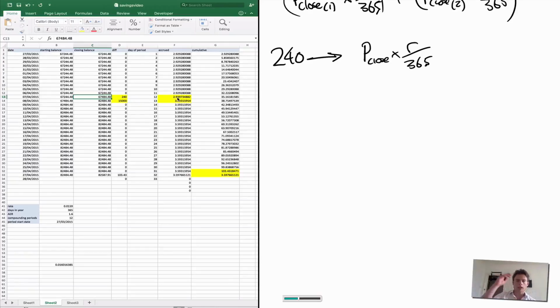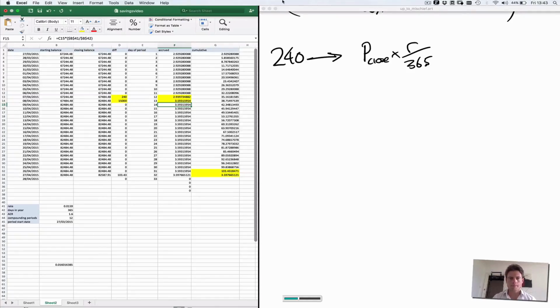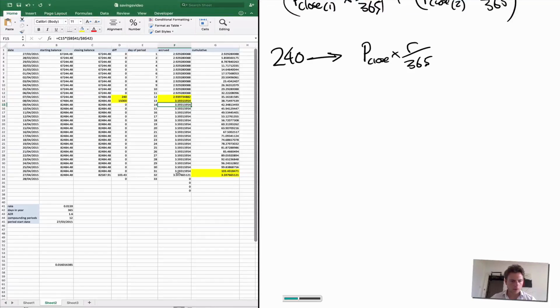The next day I paid some more money in, and the closing balance went up again to this new number, and that new closing balance was higher again. So the accrued interest stayed at this higher level per day until we get to the 27th, and again the daily calculation stays the same. That's a key point.